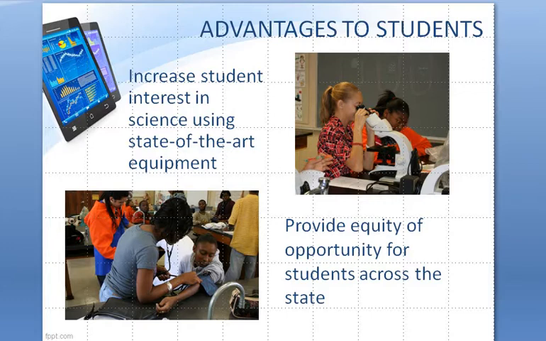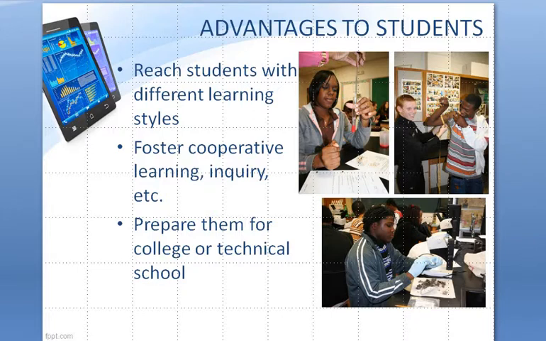Science in Motion also provides equity of opportunity for students across the state, regardless of what high school the students are in, whether it's a poor school or a well-off school. Every student gets the same opportunity with the Science in Motion technology. Science in Motion reaches students with different learning styles. It helps to foster cooperative learning, inquiry, and helps prepare students for college or for technical school.